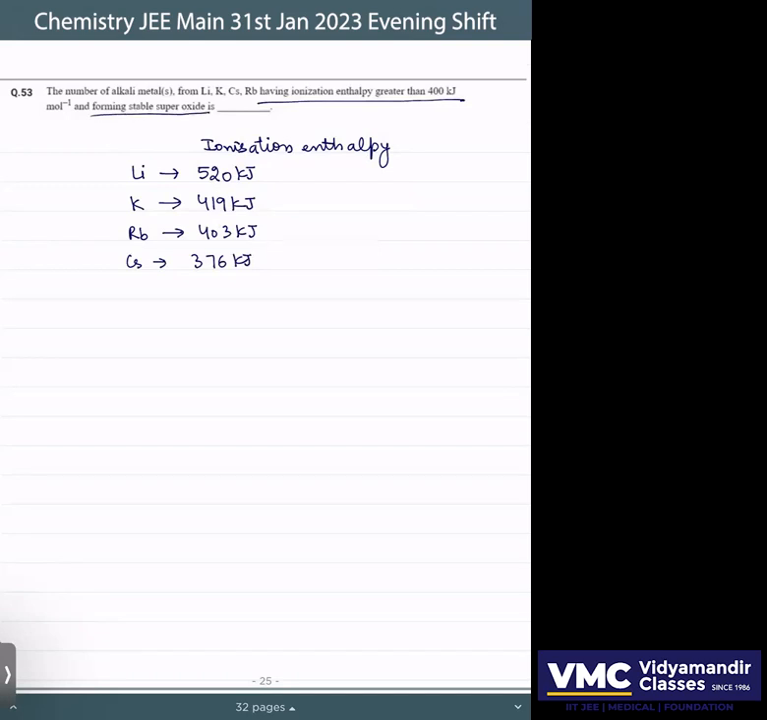Out of these four, potassium, rubidium, and cesium form stable superoxide, and lithium forms monooxide. But I have two conditions here: having ionization enthalpy greater than 400 kilojoule as well as forming stable superoxide. So that would be potassium and rubidium. That means the answer will be 2. There are two elements out of these four, potassium and rubidium, which have ionization enthalpy greater than 400 kilojoule per mole and form stable superoxide.